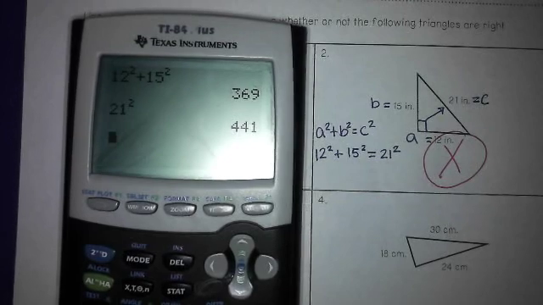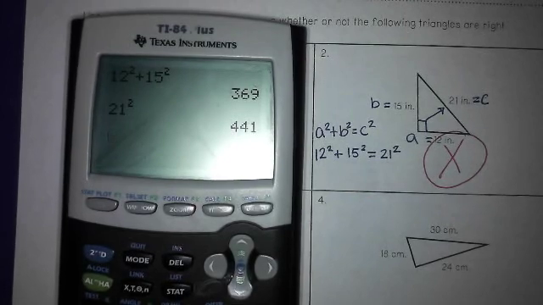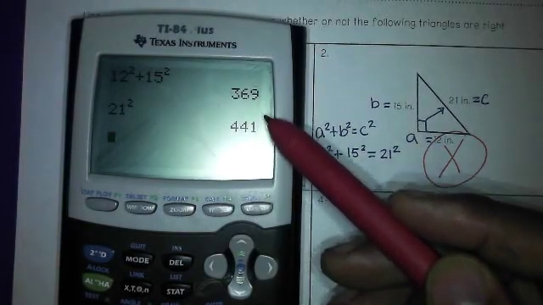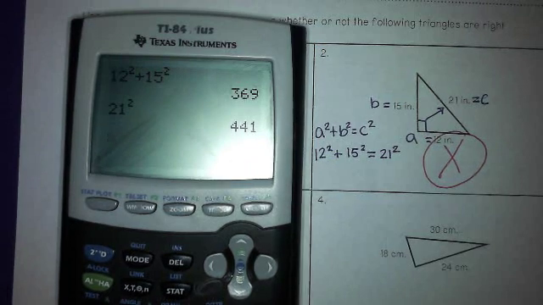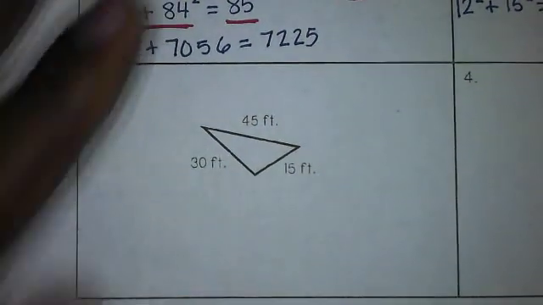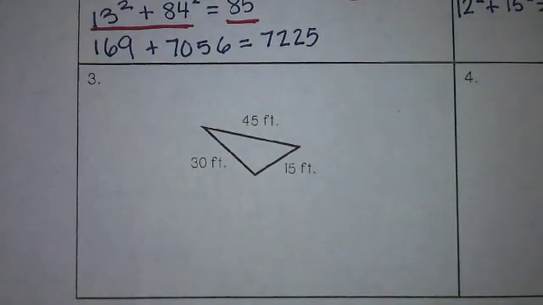This is not true. Remember, the 369 and the 441, they would have to have equaled each other for the converse to be true. Please pause it here. Okay, we're going to go to number 3 real quick.